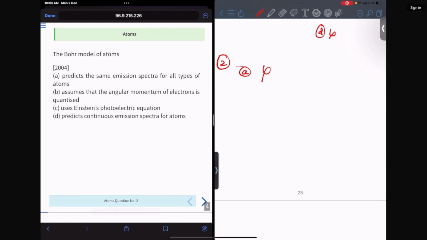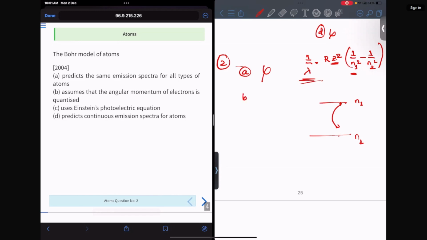If you know the formula, 1 by lambda is equal to R Z square into (1 upon n1 square minus 1 upon n2 square), where n1 and n2 refer to the emission spectra. If an electron is moving from n1 to n2, it will emit some spectra. So it will differ from atom to atom because Z is there. The Z value is different for all the atoms, and that is why you will have a different spectra, meaning a different lambda. So option A is wrong.